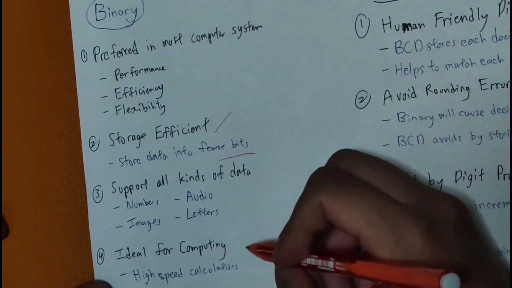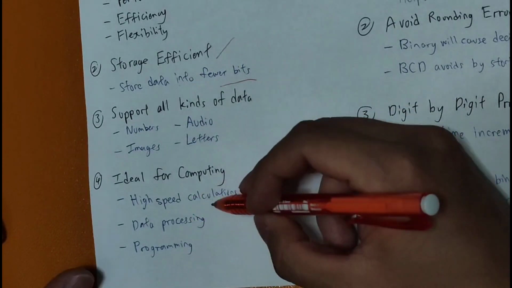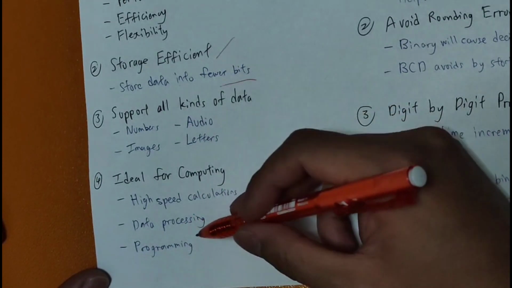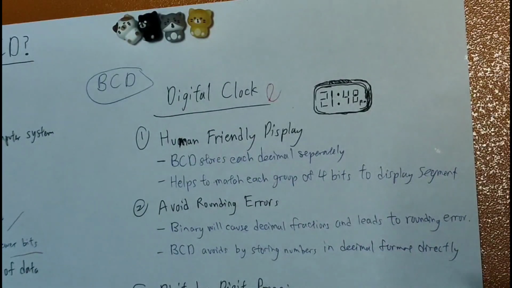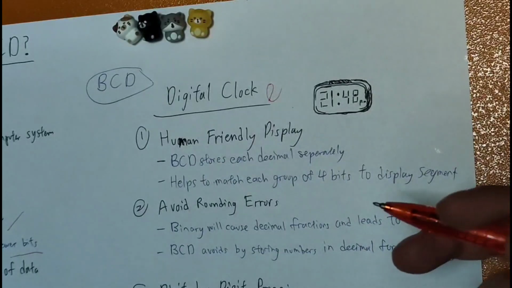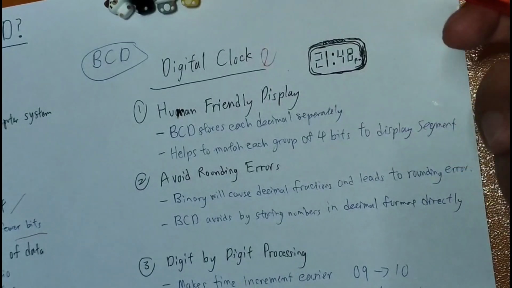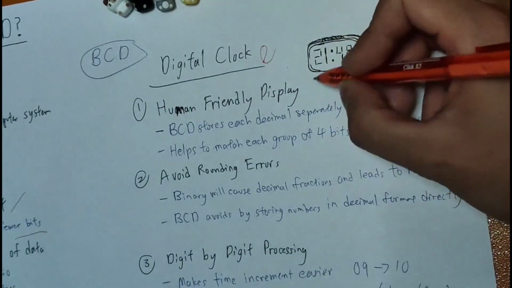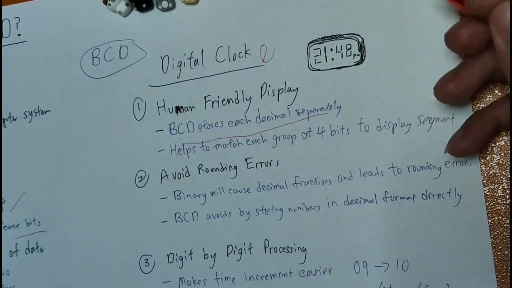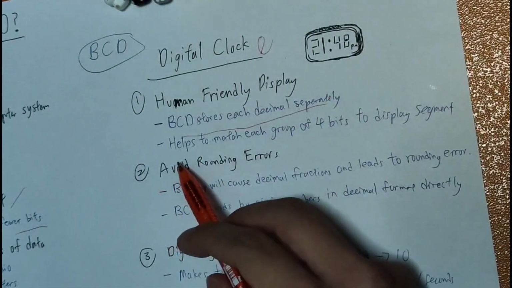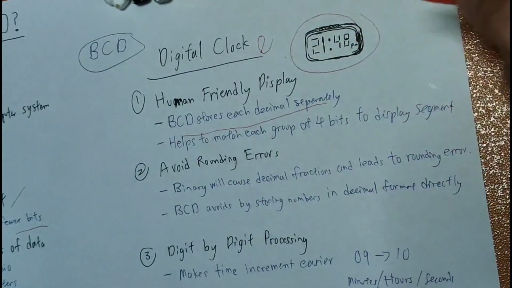And the last one is more ideal for computing. So binary is more on high-speed calculation, data processing and programming. And for BCD, we can use one of the electrical devices in our real life, which is the digital clock, as an example. Why is the digital clock using BCD? So the first point, because it is a more human-friendly display. So BCD stores each decimal digit separately, like we discussed before, and it helps to match each group of 4 bits into a display segment, which is shown in the diagram here.